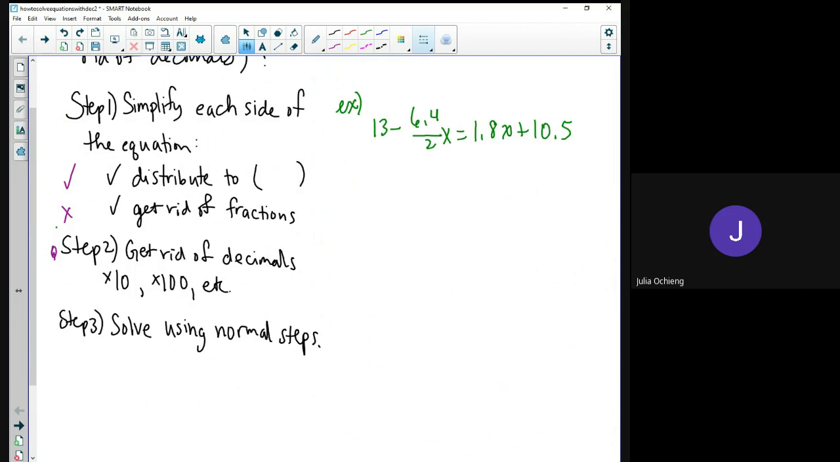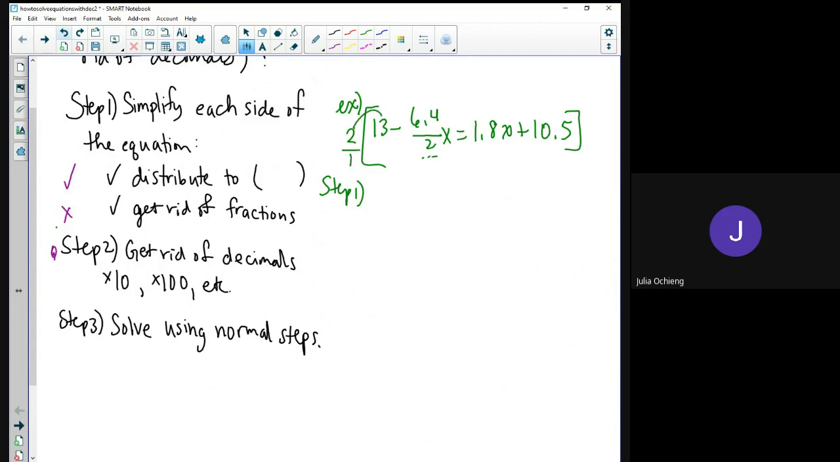Okay, so for this problem, step 1 is I want to simplify each side of the equation. So I want to distribute to the parentheses, but there are no parentheses, and I want to get rid of the fraction. There is a fraction right there. I need to get rid of that fraction. So I'm going to remember that to get rid of a fraction, I have to find the LCD, which is 2, and multiply the entire equation by 2 first. So for step 1, I'm going to multiply the entire equation by 2 in that denominator, so it should be 2 over 1, or 2, okay.